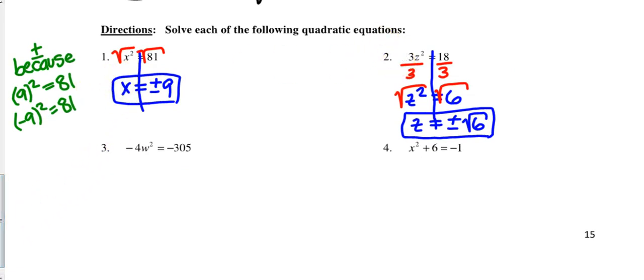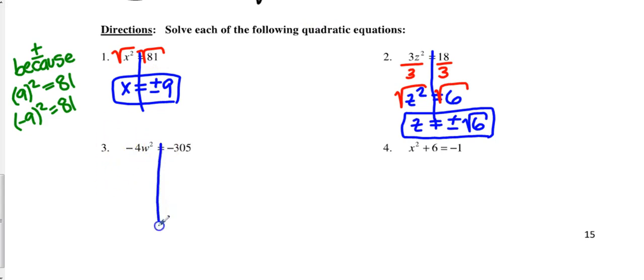Notice in numbers 1 and 2, there was no term that looked like this. We had no b term anywhere. Same thing here. I have a squared term and a constant. Squared term, these are all constants. We're able to solve by square roots because we have no middle term to deal with.